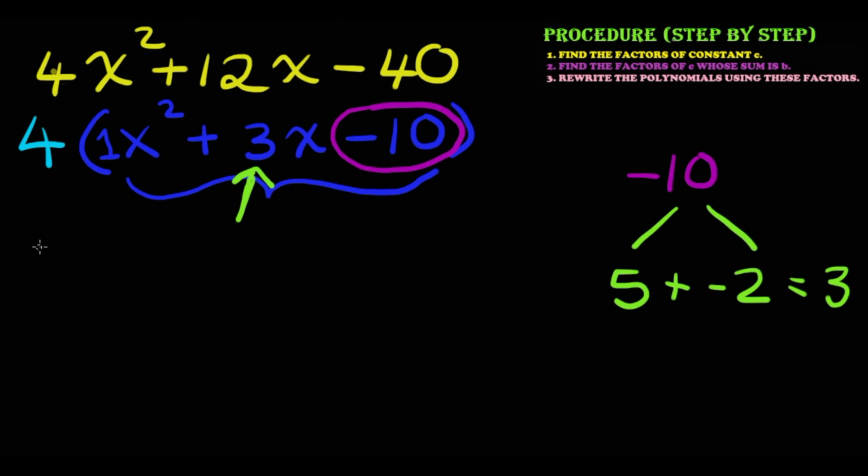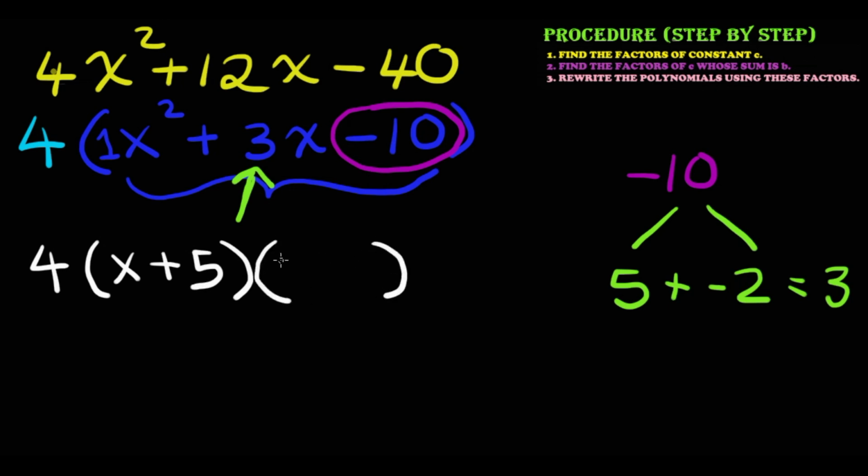So over here, let's bring down the 4. And then we have a positive 5, so that's going to be x plus 5. What's the other one? The other one is negative 2, so we have to write it out as x minus 2. So these are the factors.